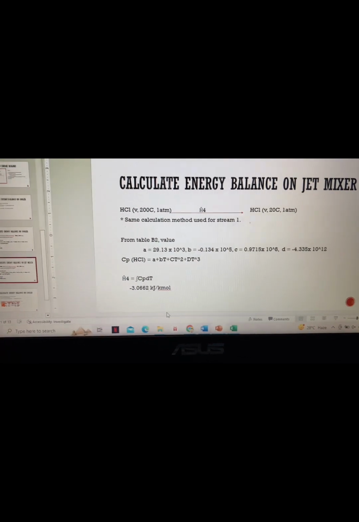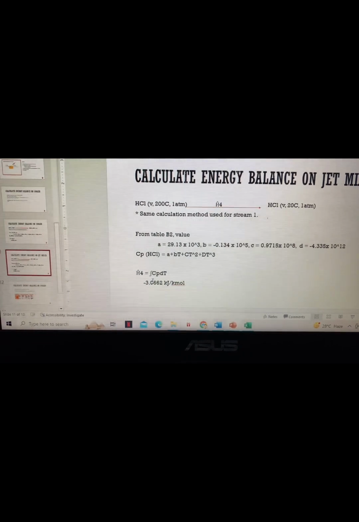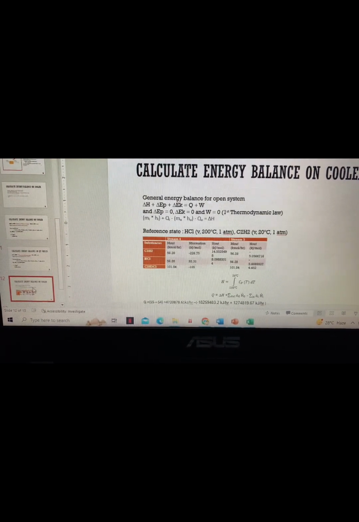This data we can get from Table B2. All the calculation is included in the Word and Excel files. This one is also the same, only for vinyl chloride, since we don't have it from the book, we just Googled it and we got 52.25.